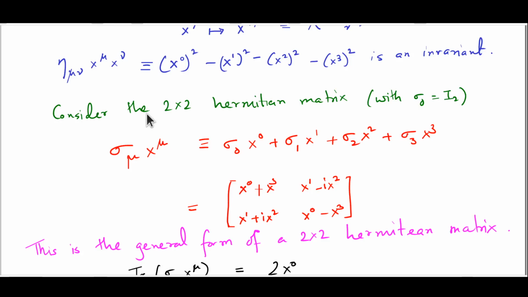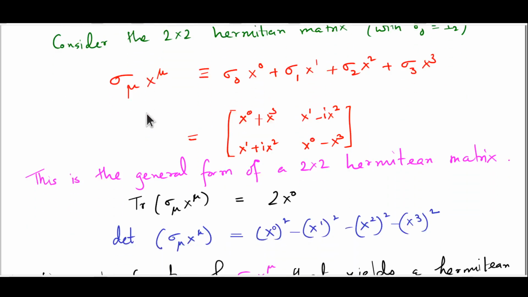The trace of this matrix, as we have just said, has to be twice x0. But what is of even more interest to us is the determinant. It's very easy to calculate the determinant of this matrix, and a quick calculation shows that the determinant happens to be exactly the invariant quantity which stays unchanged under a Lorentz transformation.